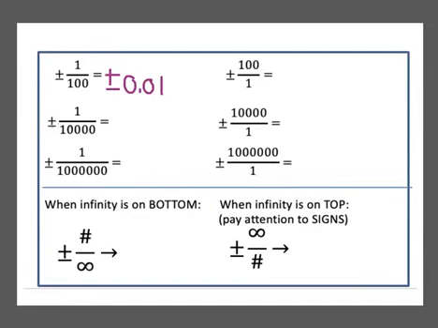What about plus minus 1 over 10,000? Well, that equals plus minus 0.0001. What about plus minus 1 over 1 million? That's plus minus 0.0000001.